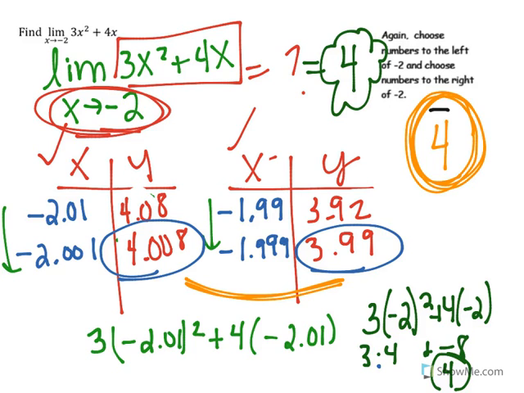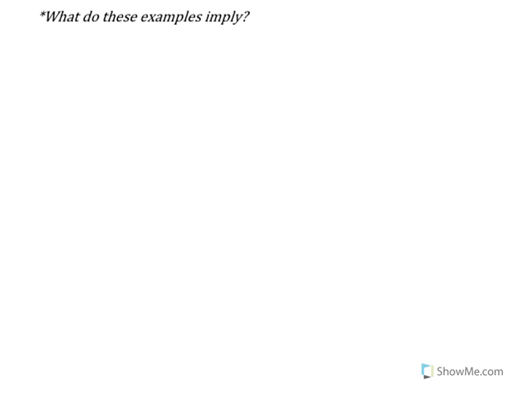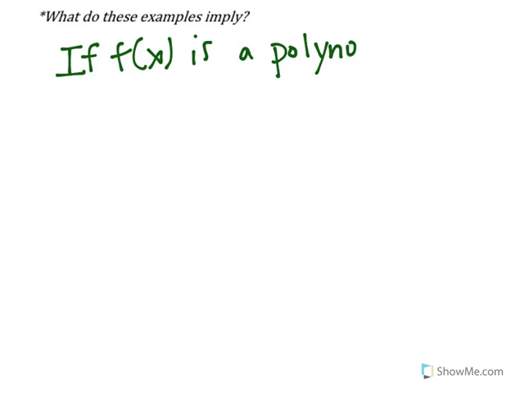Okay? And let's just sum this all up, because those are the only two examples. The last slide simply says, what do these examples imply? So when you are dealing with a limit, if the function is a polynomial, so if f of x is a polynomial, like the last two we dealt with, 5x squared, 3x squared plus 4x, x cubed plus 2x.